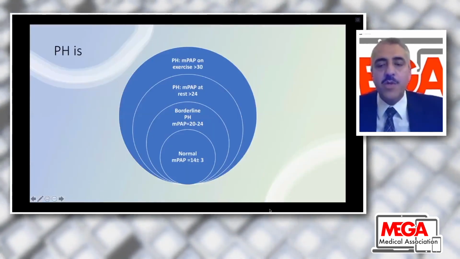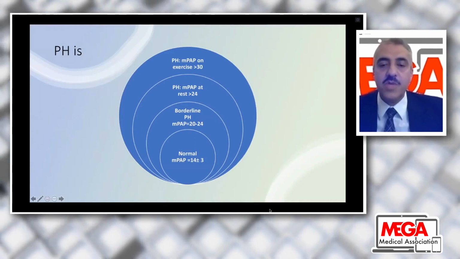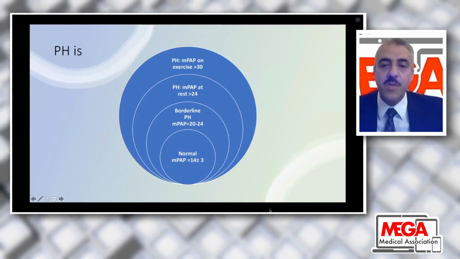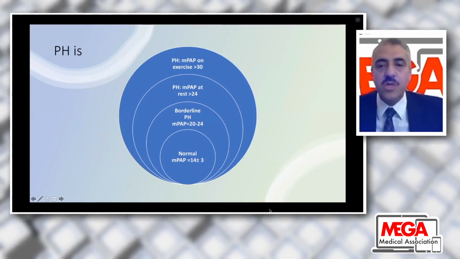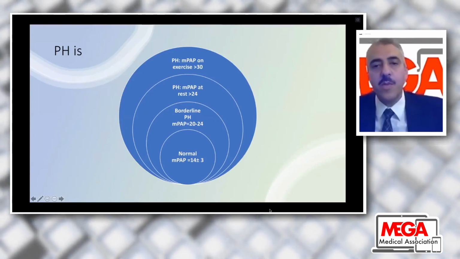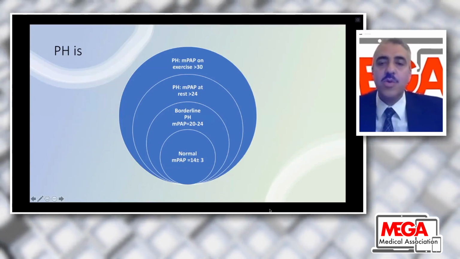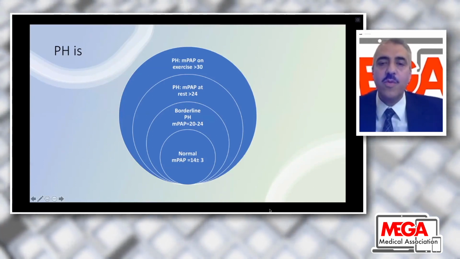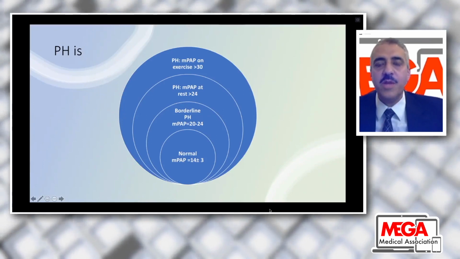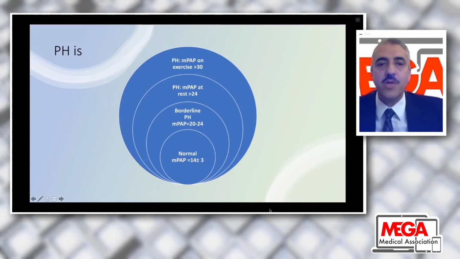The normal mean pulmonary artery pressure is about 14 millimeters of mercury. If it increases to between 20 and 24, it is borderline pulmonary hypertension. And when the mean pulmonary artery pressure increases at rest to more than 24, or on exercise to more than 30 millimeters of mercury, this is pulmonary hypertension.